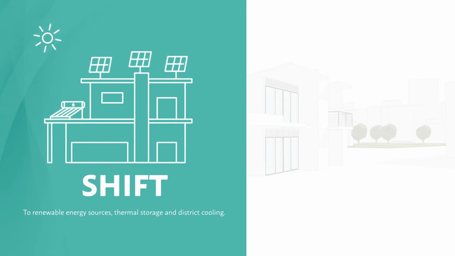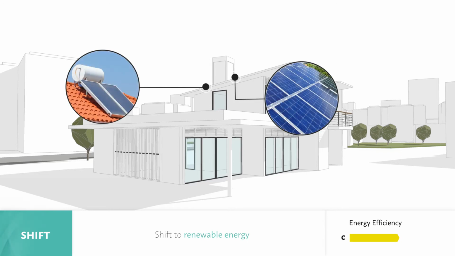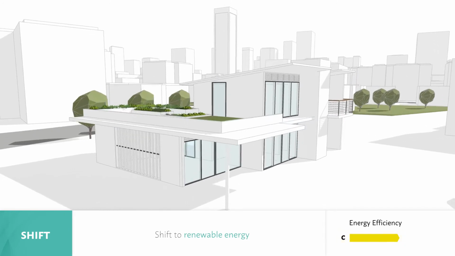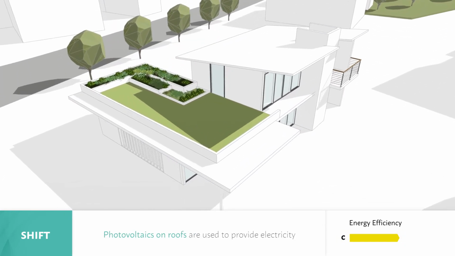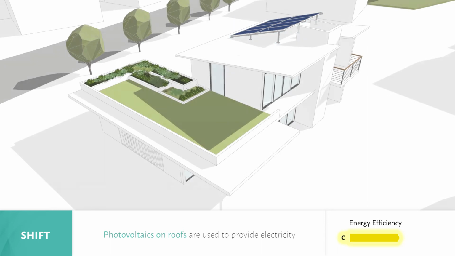Shift. The second step for optimizing your building is the shift to renewable energy and, where possible, district heating and cooling systems to cool, ventilate and illuminate the building, heat the water and power other appliances. Photovoltaics on roofs or facades or through remote generation are used to provide electricity. Solar thermal energy uses collector systems that generate savings in gas consumption for water heating.